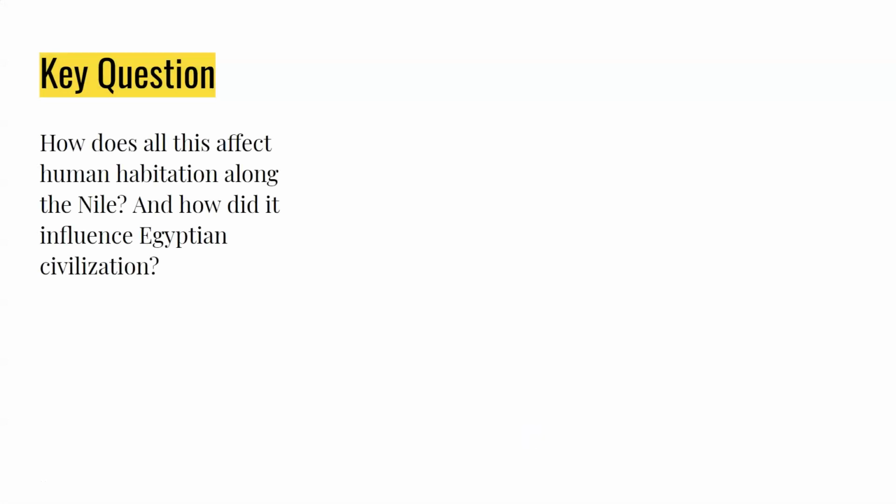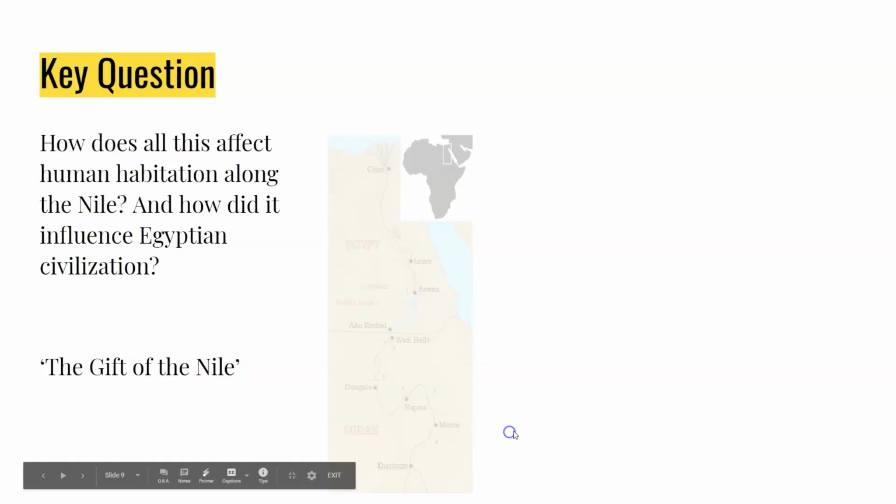The key question that remains for us here with geography is, how does all this affect human habitation along the Nile, and how did it influence Egyptian civilization? In effect, it meant everything to the Egyptians. They called the Nile and the land that it created around it with the floodplains the gift of the Nile. Without the River Nile, there is no ancient Egyptian civilization, and the first step to understanding the Egyptians is understanding that vital fact about them. Without the Nile, they would never have existed.